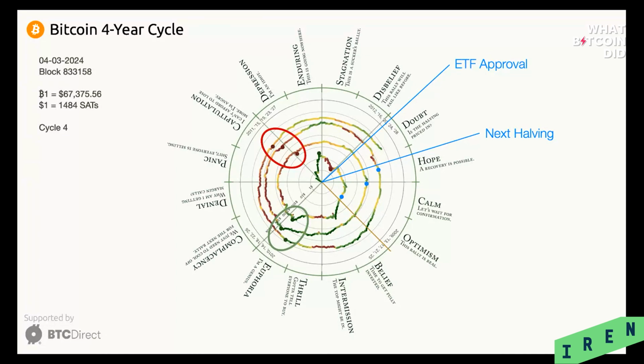I cannot predict the future, obviously, so I go just by the indicators. But the four-year cycle would imply a peak near the end of 2025. Perhaps we're shifting a little bit, and the ETFs might have sped things up a little bit.